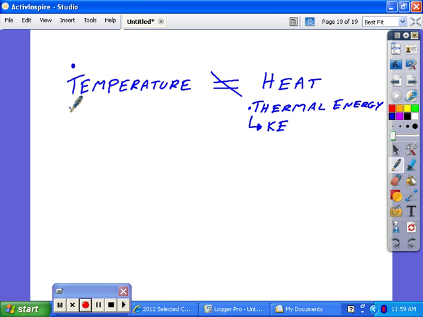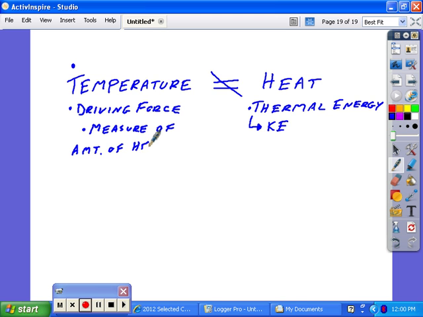Temperature, however, is a little bit different. Temperature you can kind of think of as a driving force. All right? Temperature is more of a measurement than anything else of the amount of heat contained in an object.